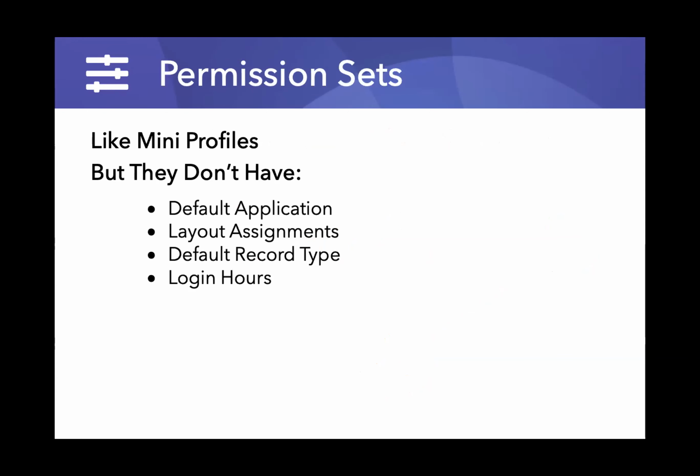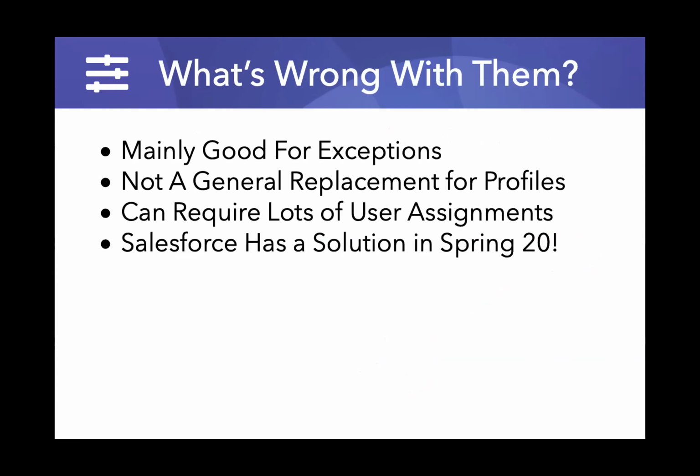They're like miniature profiles. They're sparse. They only contain granted permissions. They don't have all the other information. They're very targeted. They're atomistic, but they don't have everything. They don't have default application and record type information and layout assignments, things like login hours. So you're still going to need profiles for the foreseeable future.